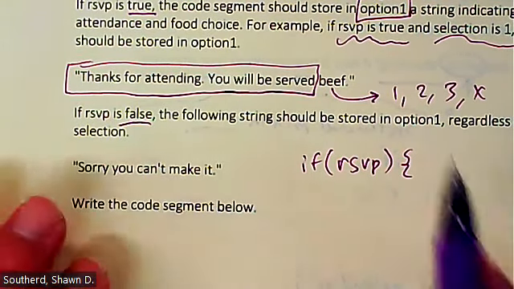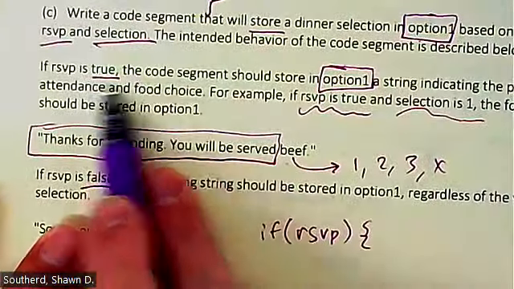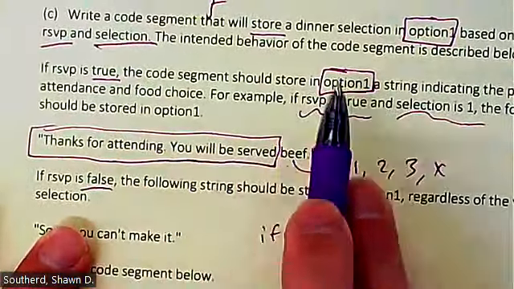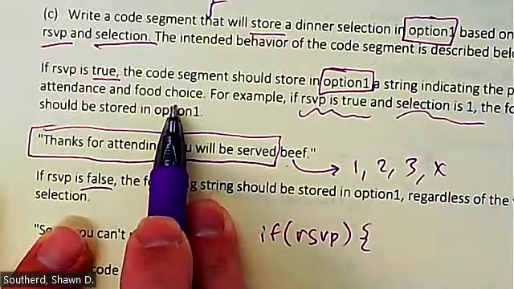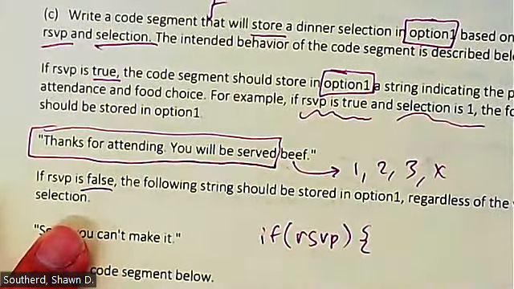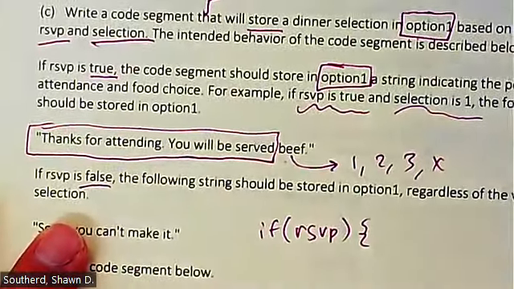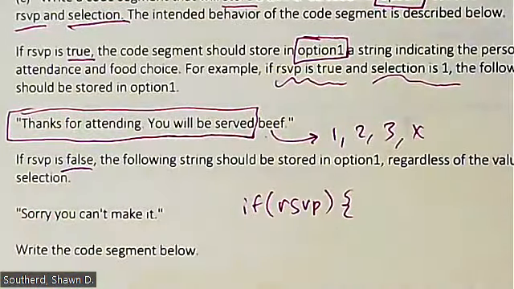So I can go ahead and print if I want. Oh wait, hold on, am I missing something? Oh, I'm sorry, I missed one more thing. This is the tricky part. If the RSVP is true, the code segment should store in option 1 a string indicating the person's attendance and food choice. Okay, sorry, my bad. I can't just print, I have to just store it. Let me just check. Yeah, I never used the print, which is good.